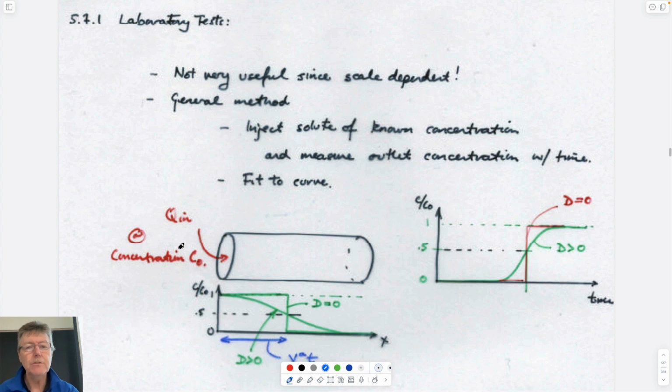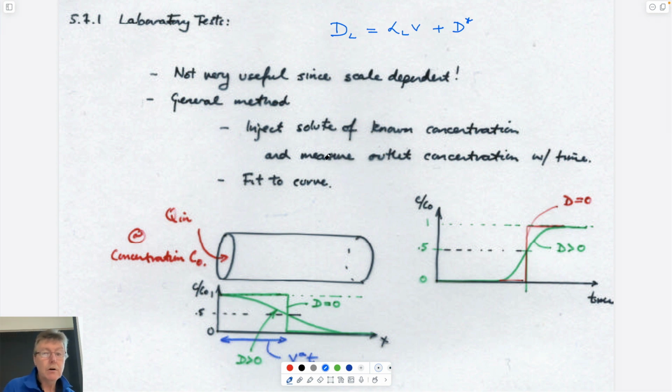So the bottom line is, how do we get this value of lateral dispersivity, which is equal to alpha L times velocity plus what we've called d star. So one thing you could do, I suppose, well, not I suppose, we'll look at three things. The first two, actually: laboratory tests, in situ forced gradient experiments, and in situ natural gradient experiments. The first one is our laboratory test.